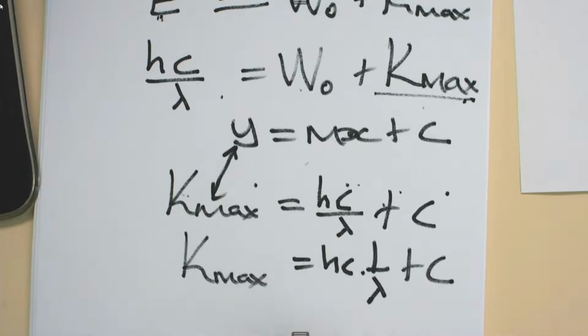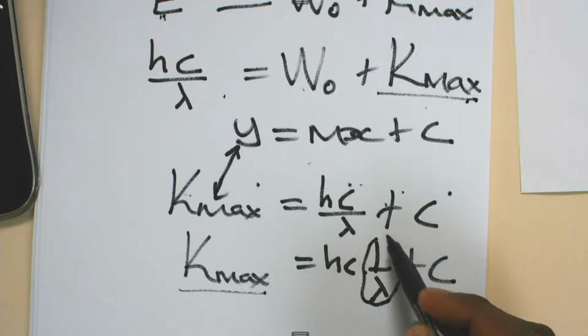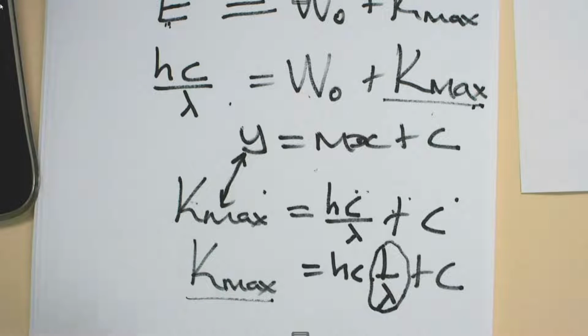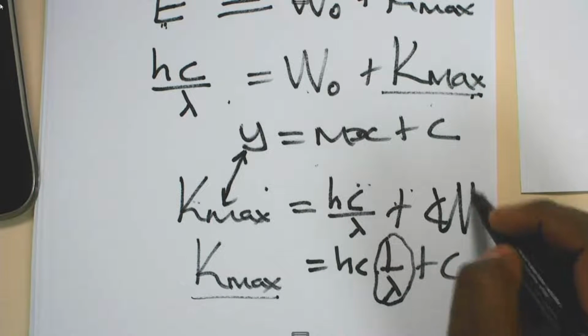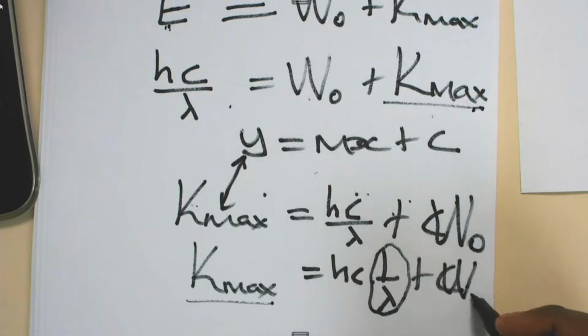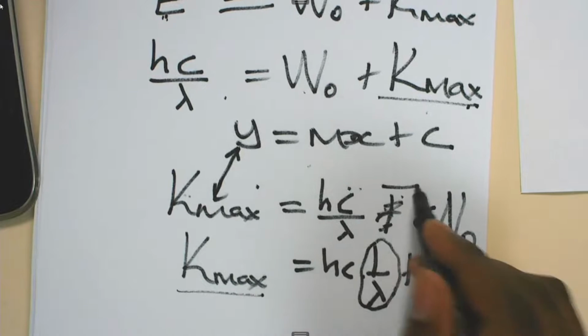So in this case, we can see that the graph is a graph between kinetic energy maximum and 1 over what? Over wavelength. So if you have your graph like this, then this is the work function, sorry. This is our work function. And because we have transposed it, it should be minus here.